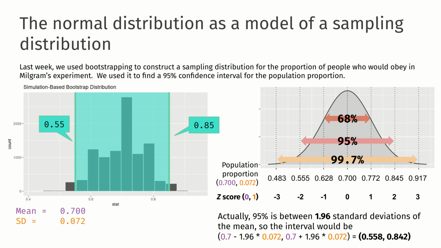Same idea for the upper limit of that interval. We take 0.7, that's our mean, plus 1.96 times our standard deviation, 0.072 again. That gives us a slightly smaller upper bound for our confidence interval, 0.842. And again, it provides a pretty close match to the upper and lower bounds of the 95% confidence interval that we would have gotten through bootstrapping.